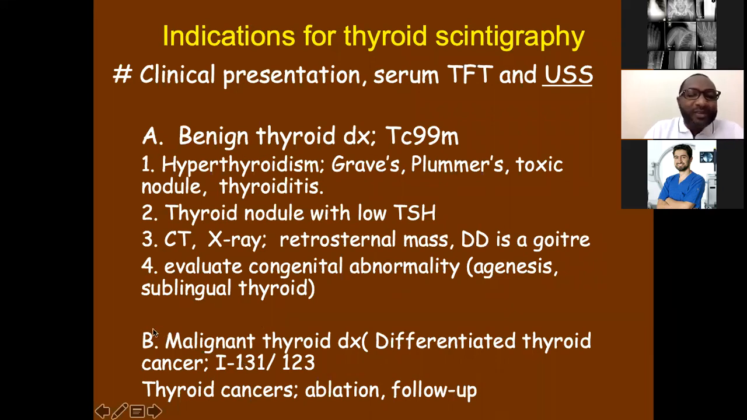Now, in terms of evaluation for malignancy, whole body imaging with iodine-131 plays a very significant role in monitoring patients with differentiated thyroid cancers, where we look at them post-ablation after they have had iodine ablation, and it is an important tool in following up patients for evidence of recurrence or metastasis in the future. So two main important indications: benign thyroid disease, essentially using technetium-99m, like I mentioned earlier, and malignant thyroid disease using iodine-131 or iodine-123, depending on what you're looking for.